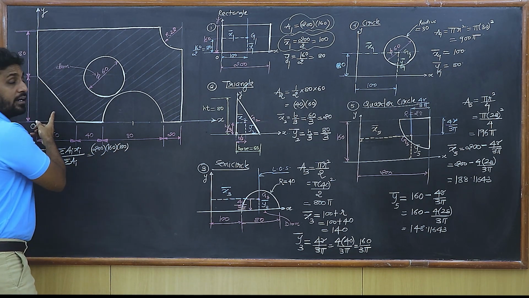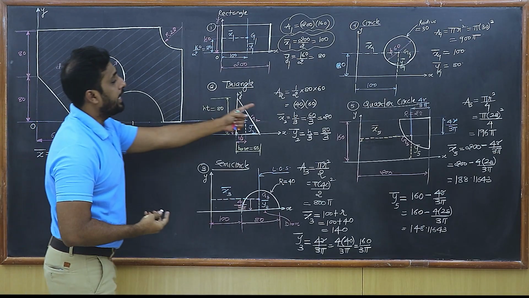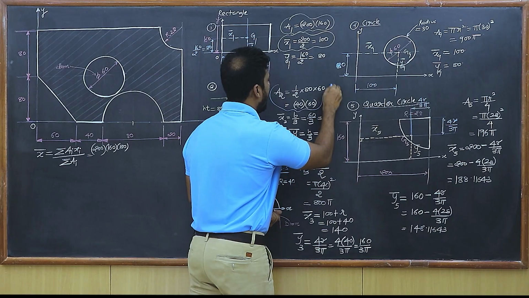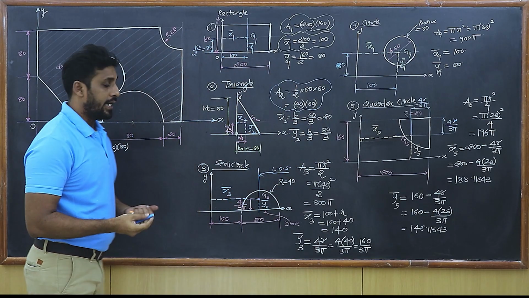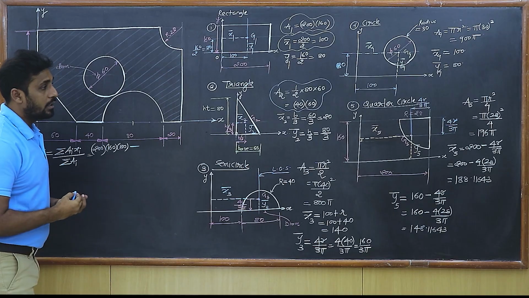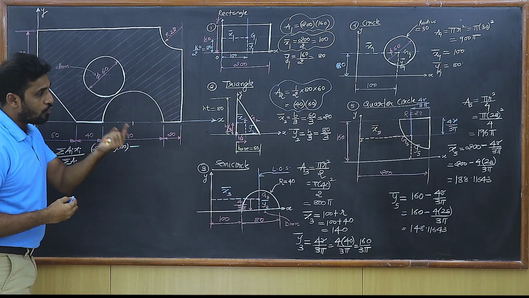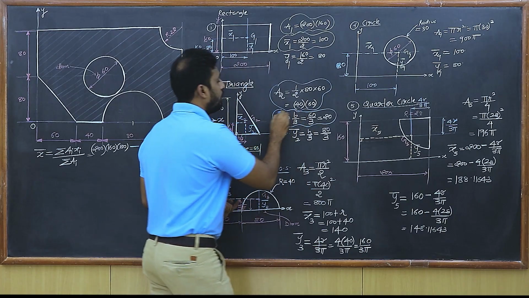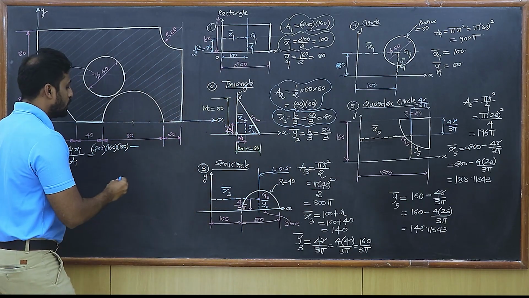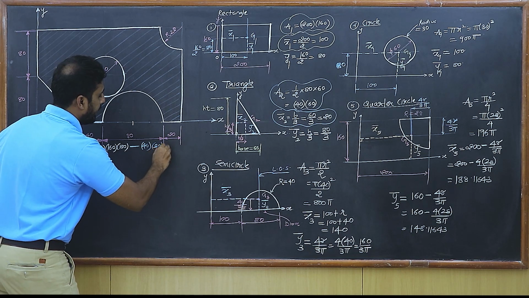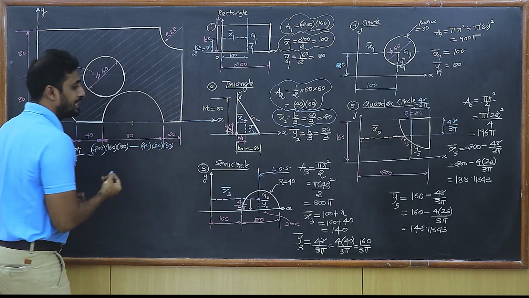Then the next one is a triangle. I want to remove the triangle. So its area will become negative. So that's 40 into 60, isn't it? So this is the area of the triangle. It is going to be negative. So I write the minus sign. Then the area is 40 into 60. And what is x bar for this? It is 20. So 40 into 60 into 20 is what I should be writing.